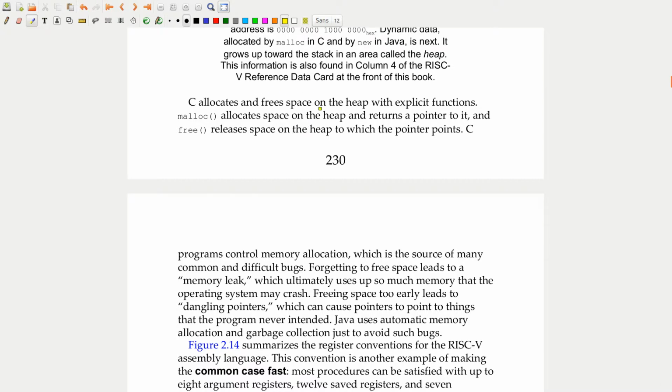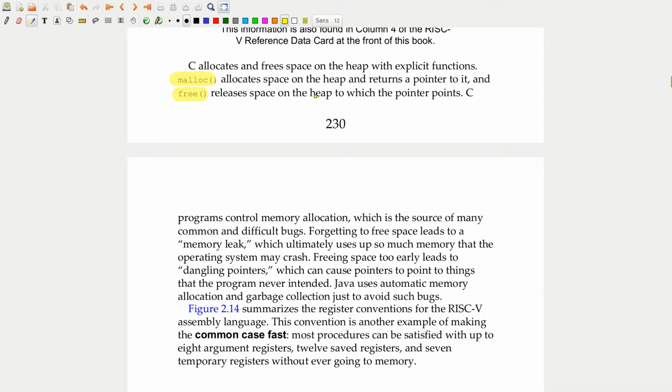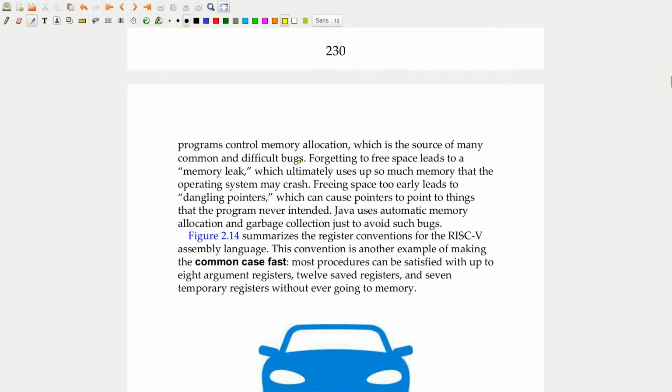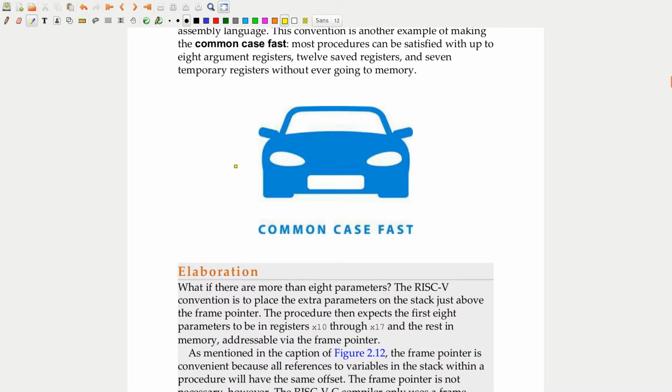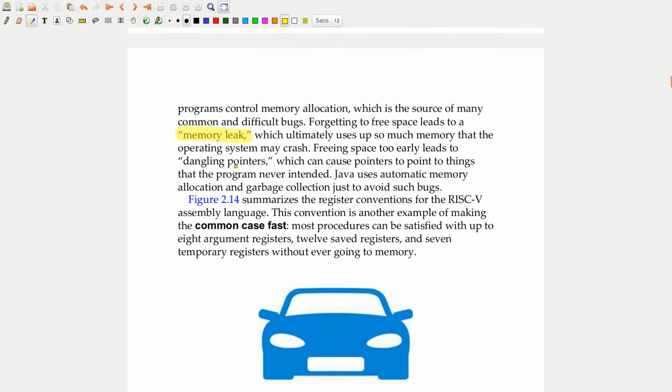C allocates space on the heap with explicit functions. We're going to add some space for us on the heap with malloc, and we're going to get rid of it with free. A lot of times people will talk about memory leaks, and all memory leaks mean is that we malloced something but we never freed it, so we continue growing and growing until we hit a certain point where we could get some collision between the stack and the heap, because they grow toward each other. Remember, they grow toward each other.